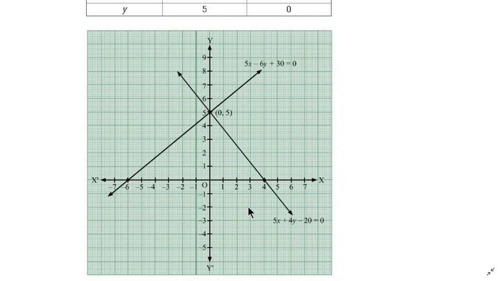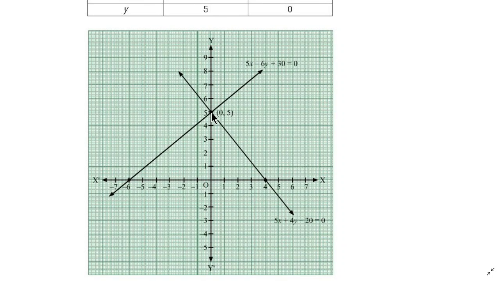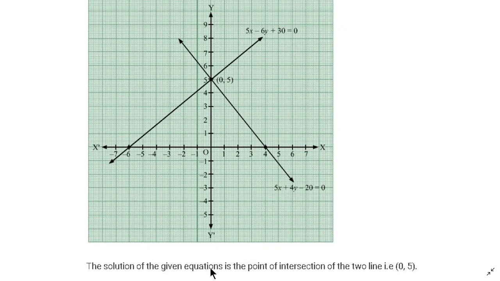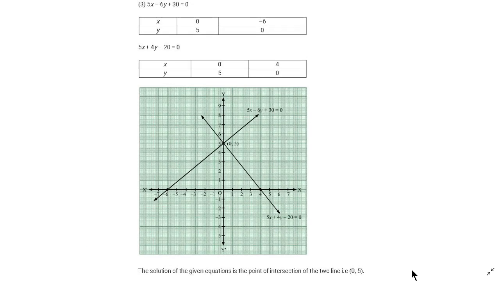Similarly draw the line. You can see this is the point of intersection which has a 0 as x value and a 5 as y value. So the solution of the given equation, the point of intersection of two lines, is 0 comma 5. This is the solution.